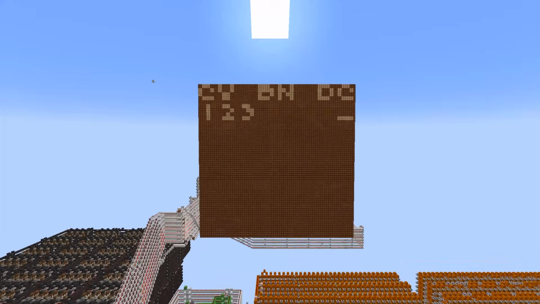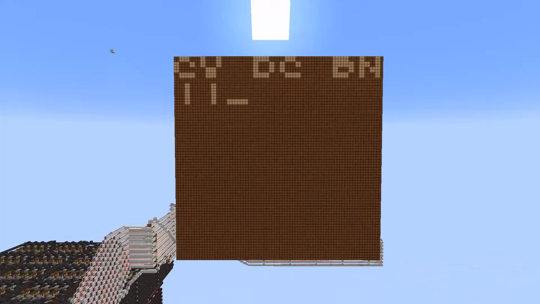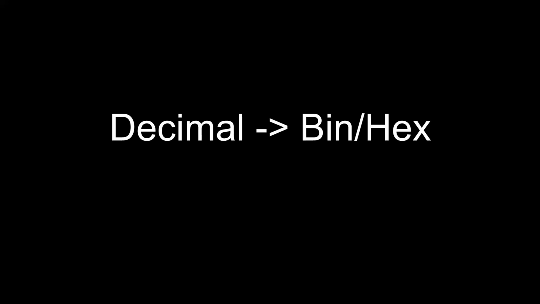Yo, what's up guys, and today we're going to be talking about conversions, specifically with decimal. I'm going to be talking about two things today: converting from decimal and converting to decimal, because they use very different algorithms. Converting from decimal turned out to be much easier than I thought.